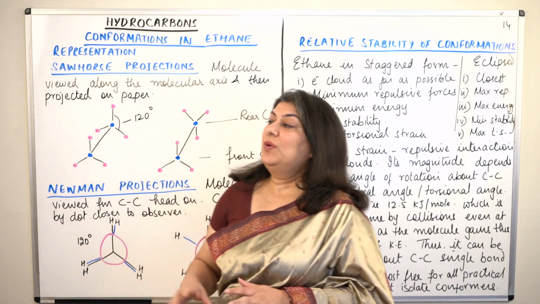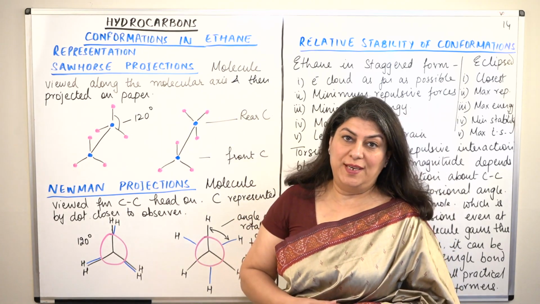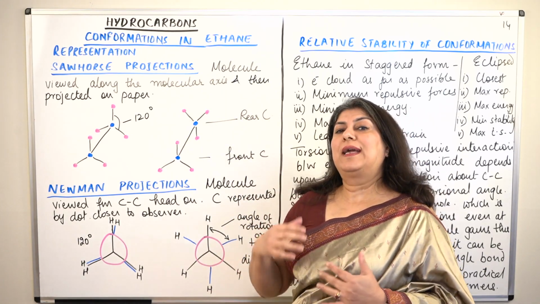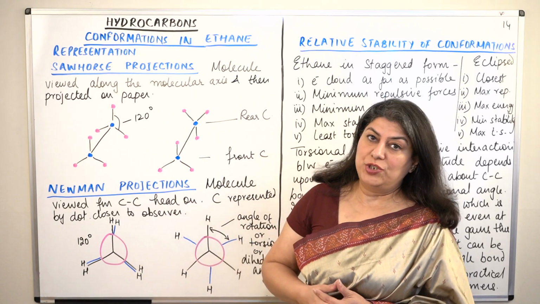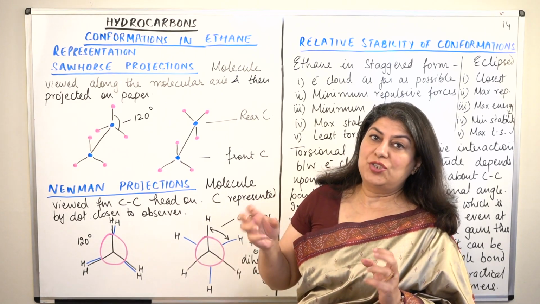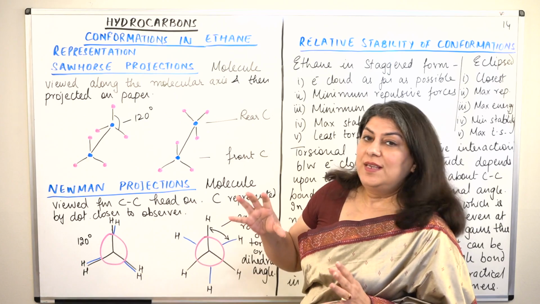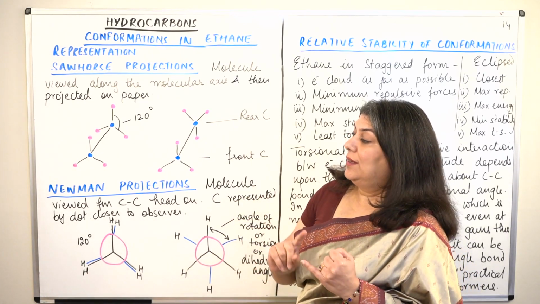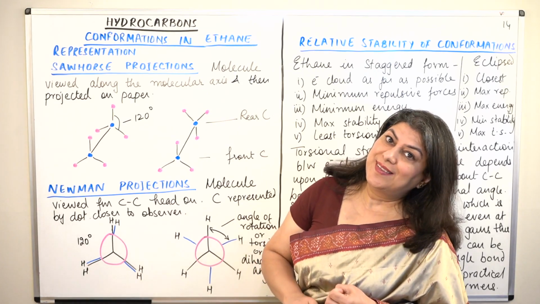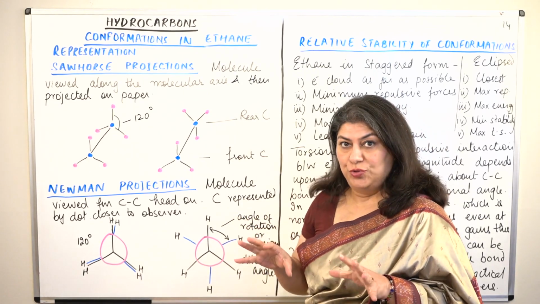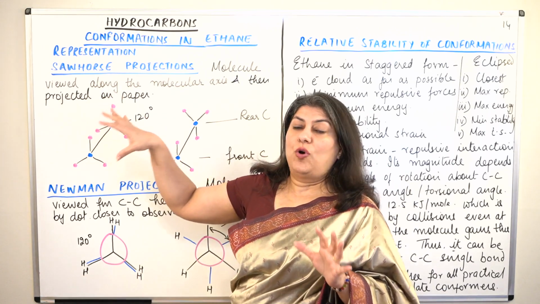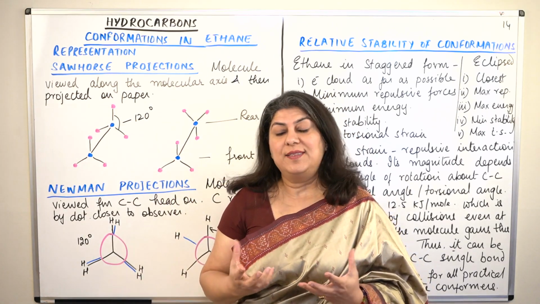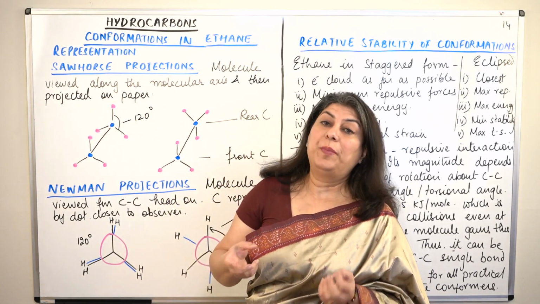In the previous video, I told you about conformations in ethane, and that there can be an infinite number of conformations in the ethane molecule. These conformational isomers have two extremes, the eclipsed conformation and the staggered conformation. This much you know. Let us now talk about how we represent these conformations on paper.